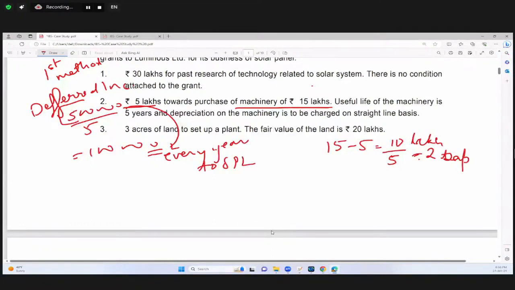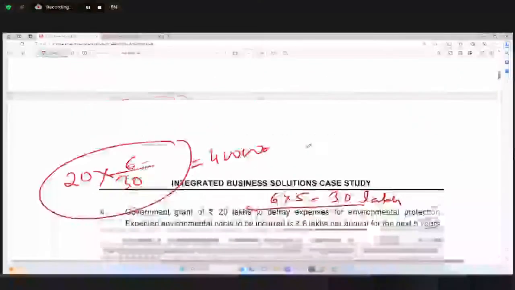There are two ways. One is to recognize it at fair value and another is to recognize it at nominal value. Since this asset has been given free of cost, it is advisable to recognize it at nominal value. Land itself is never depreciated, so it will continue at that nominal value. If you are recognizing it at fair value, then every year you have to see what the fair value of the asset is on the reporting date. We'll just go through the answer of this to see if whatever we have discussed is there or not.